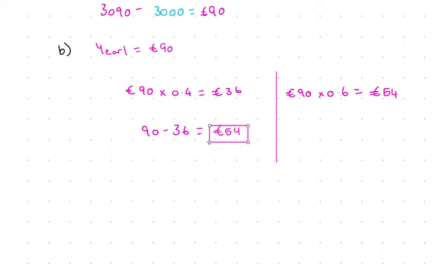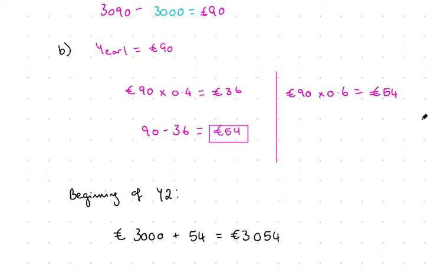So at the beginning of year 2, so let's talk about that. At the end of year 1 and the beginning of year 2, he would have had the 3,000 euro and 54 euro. So not 90 because he had to pay tax. So he really had 3,054 euro in the account to begin with. So that, remember, is our principal, what we put in. So that's what we're going to put in.